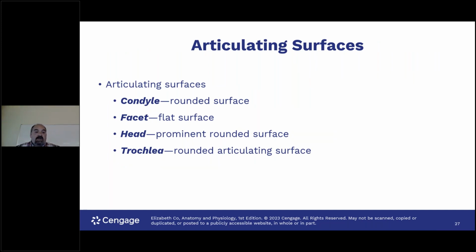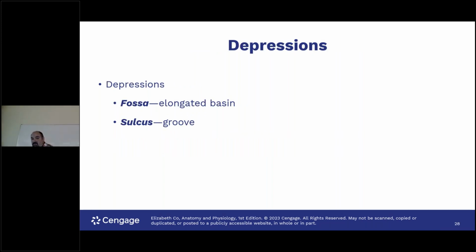Articulating surfaces, what's going on there, what are condyles, facets, a head, trochlea. You recognize all these terms because we've talked about the head of the humerus, the head of the radius, the head of the femur, right? The humerus has at its distal end the trochlea. Then the ulna, that U, that's the trochlear notch, right? And that's how we have this hinge type joint, right? So you know all these terms, you just have to remember them.